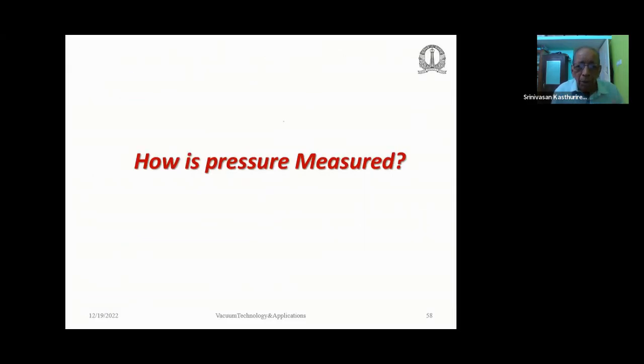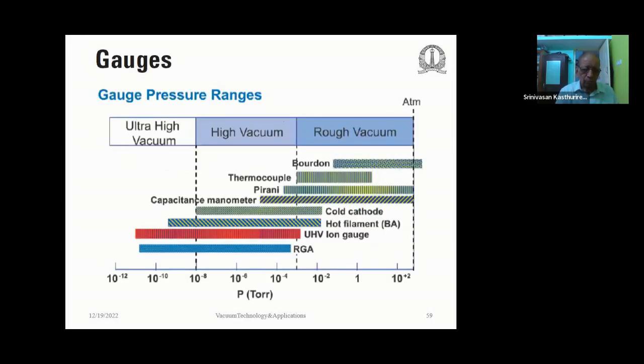I talked to you about the ion pumping system. There are also getter ion pumps, which can be useful for producing ultra high vacuum systems. I'm not discussing that in detail because of want of time. Let's talk about how to measure the pressures.